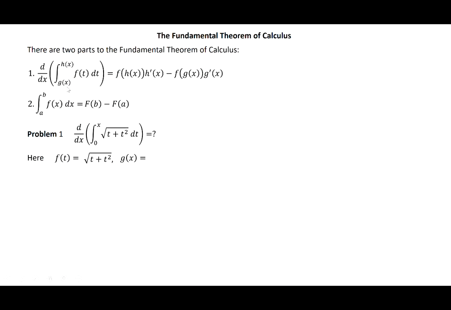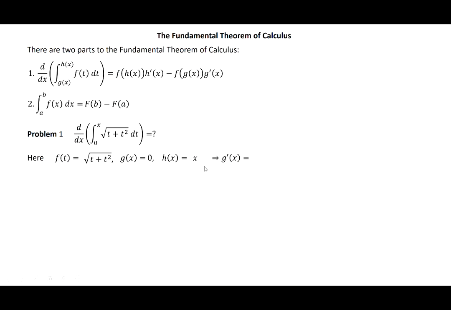Next, what is g of x? G of x is the lower limit of the integral. What is the lower limit of the integral here? 0. Simple. Cool. What is h of x? The upper limit of the integral. Okay, what's the upper limit here? X. Simple. Are you good so far? Okay, so we have f of t, g of x, h of x. According to this, we need to find some f of h of x and h prime of x. Okay, we need a few derivatives. So let's go ahead and figure them out.